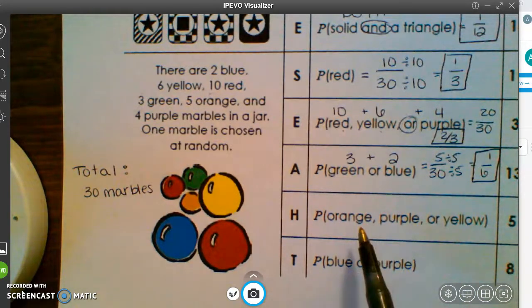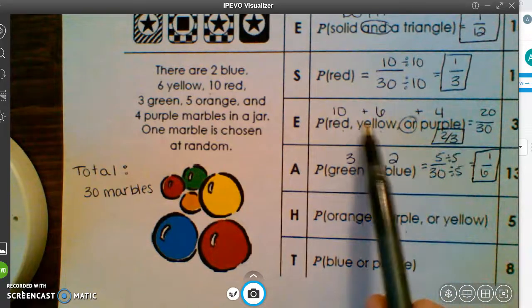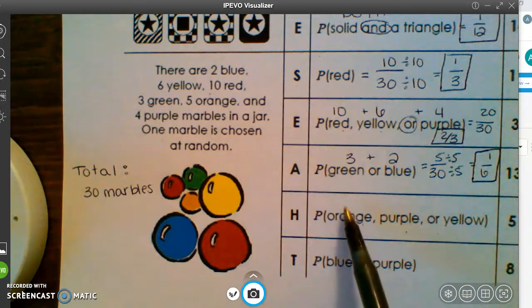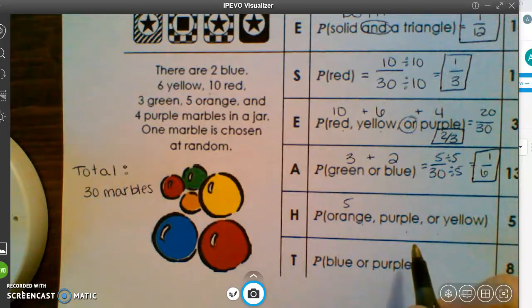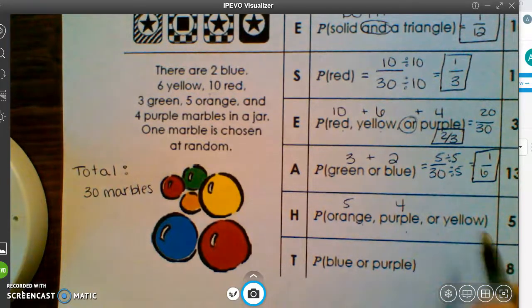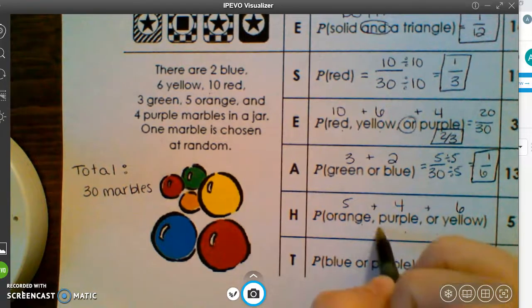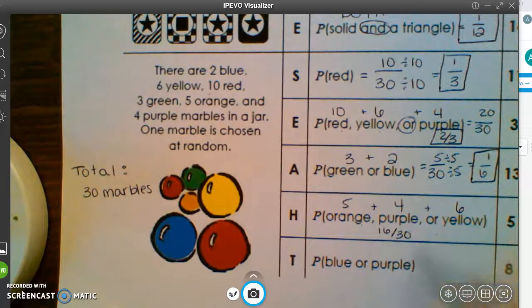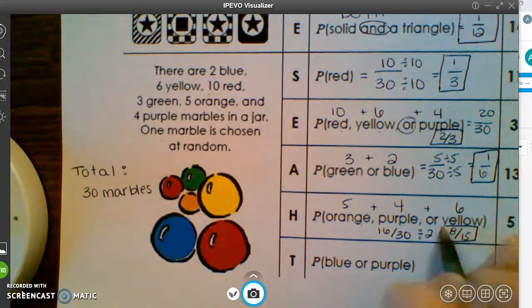Next one, probability of orange, purple, or yellow. That's just like right here with red, yellow, or purple. So we're going to get number of orange. There are 5 of those. Purples, there are 4. And yellow, there are 6. And we would add those together and get 16 out of 30. Well, those are both even numbers, so I know I can divide by 2. I would get 8 out of 15. And I'm pretty sure it's as simple as that one gets.